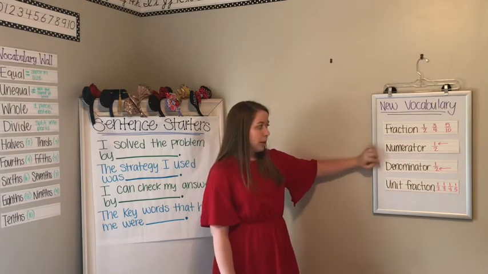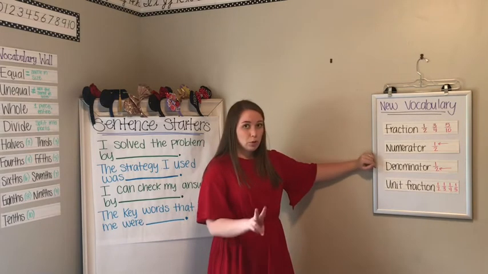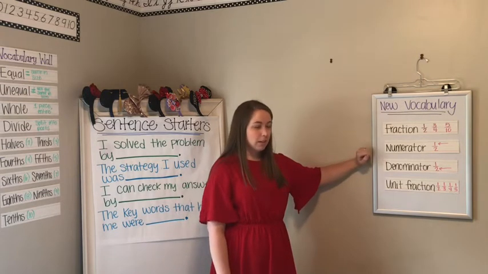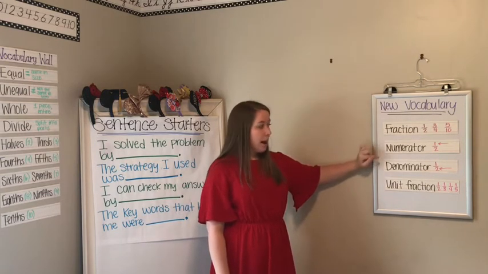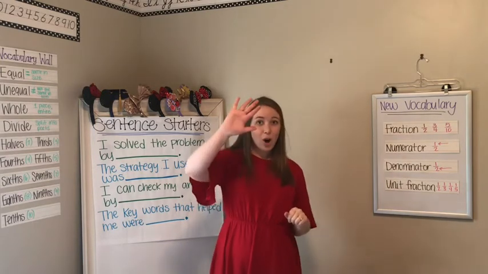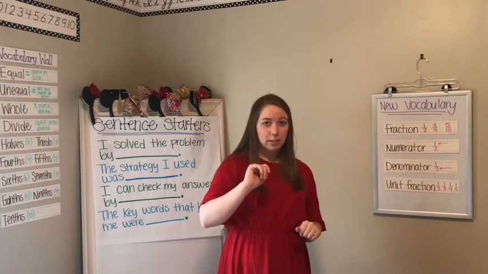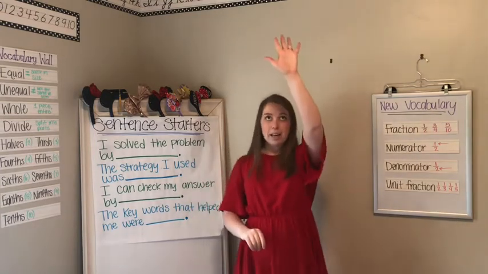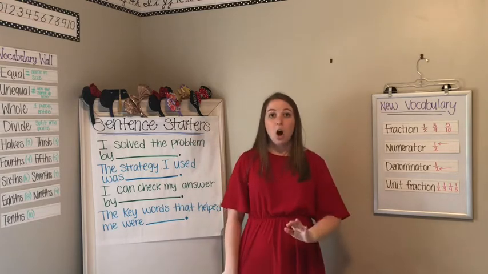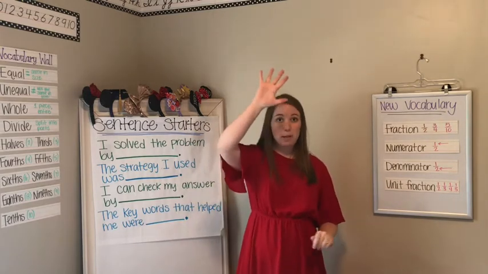A numerator and a denominator. Those 2 things are what make a fraction. Can you say those with me? A numerator and a denominator. So a numerator is that top number in our fraction. Okay, so our fraction has a number, a line, and another number. Our numerator is that top number.